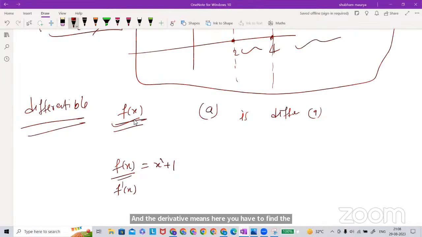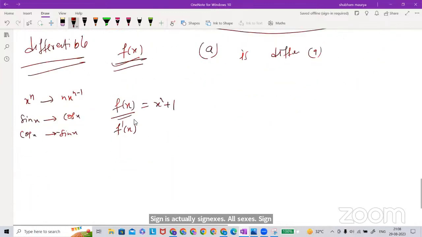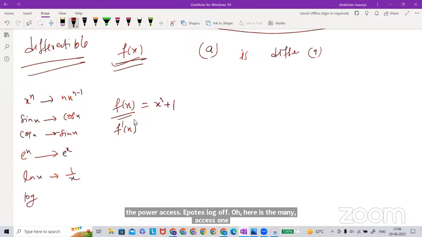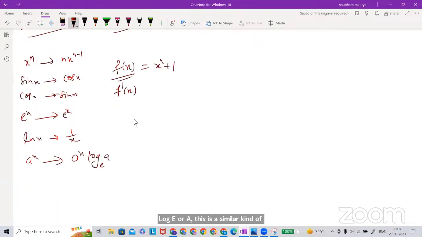All of you are aware that the derivative of x to the power n is n times x to the power n minus 1. The derivative of sin x is cos x, and of cos x is minus sin x. The derivative of e to the power x is e to the power x. The derivative of ln x is 1 by x. The derivative of a to the power x is a to the power x times log a, or ln a.